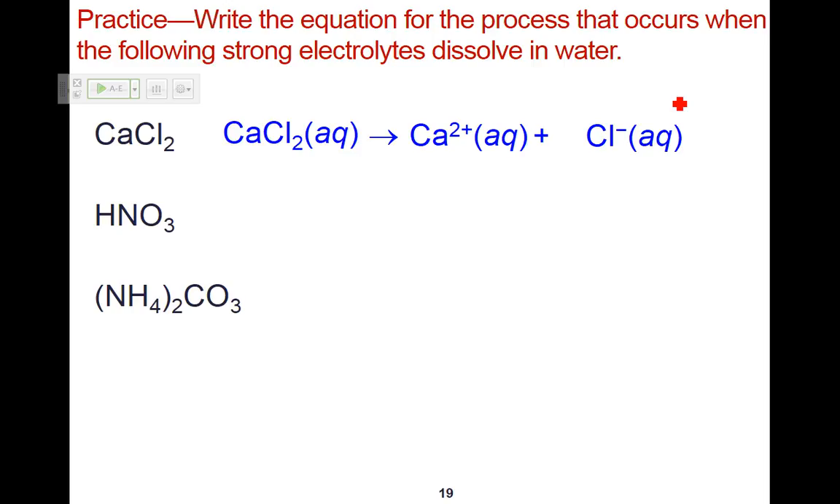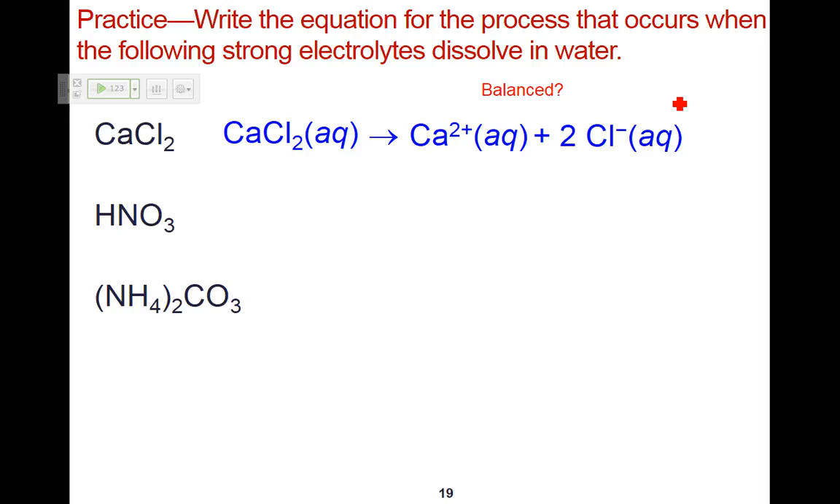Now my last step is, is it balanced? And right now, the way it's written, it's not, because I have 1 calcium on both sides, but I have 2 chlorines, and I only have 1 chlorine. So I must balance it. The amount of chlorine atoms here is not changeable, so I have to represent that. So this is my full dissociation equation, what it looks like when it dissolves in water.